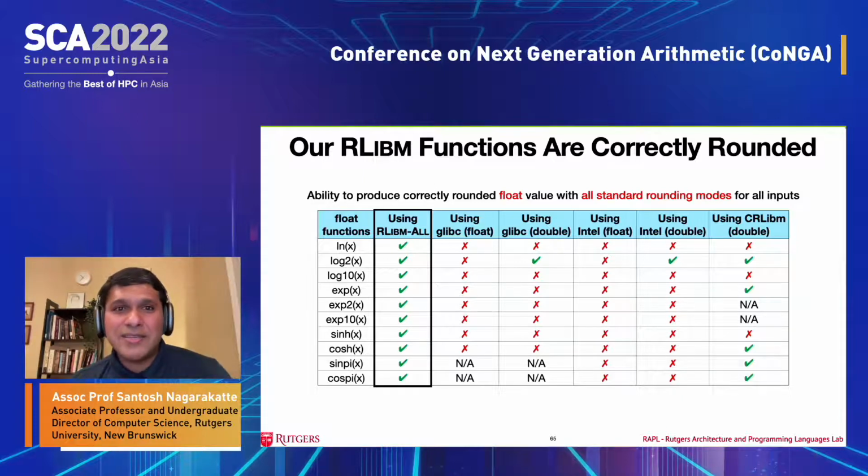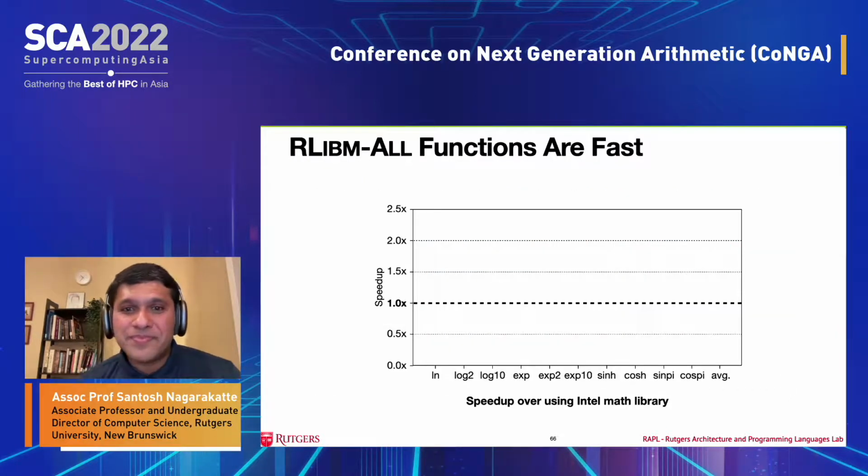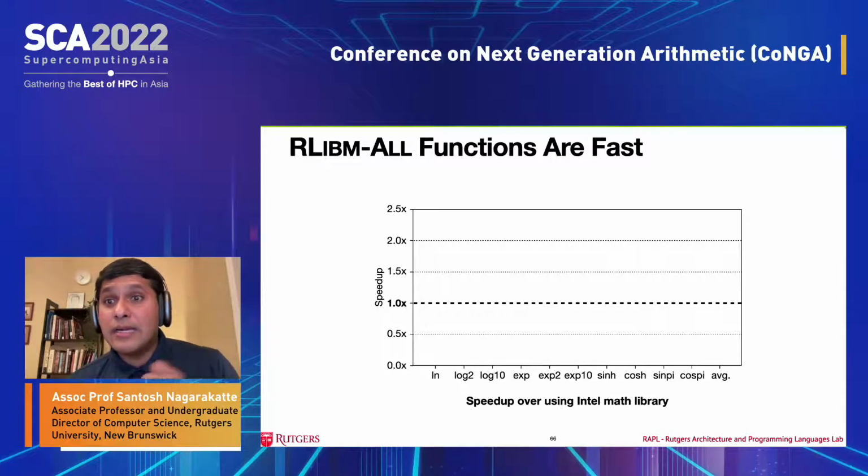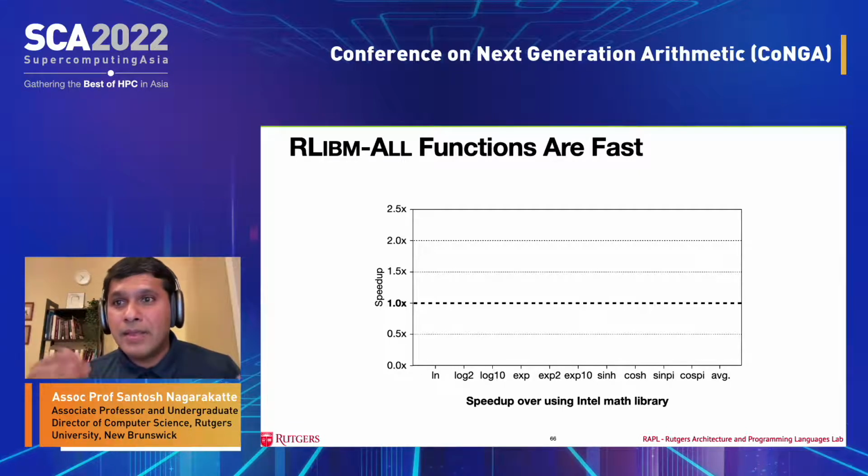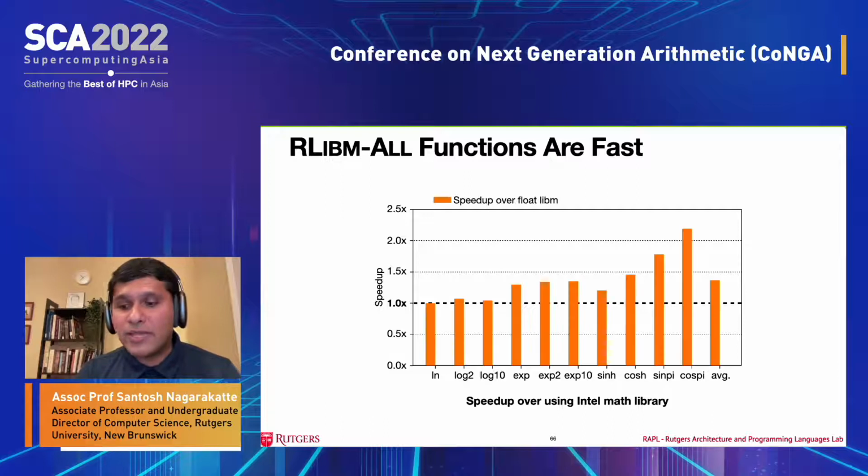The next question that you may ask is, how much are you paying for this correct rounding? Is it fast? So in this slide, I'm showing the speedup of RLIBM functions compared to Intel's float functions and Intel's double functions. Since we are talking about speedups, higher bars are better. A line at 1.0 means our functions and Intel's functions are exactly the same. And we are using performance counters to actually measure the number of cycles.